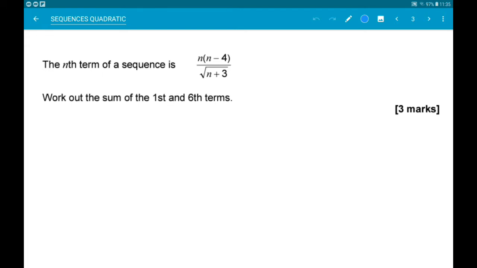Given first up, the nth term of a sequence is n times (n minus 4) over the square root of n add 3. Work out the sum of the first and sixth terms. So sum means to add together. So for the first term, n is equal to 1.